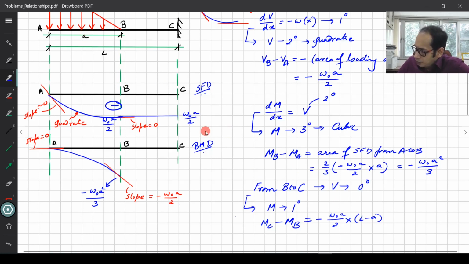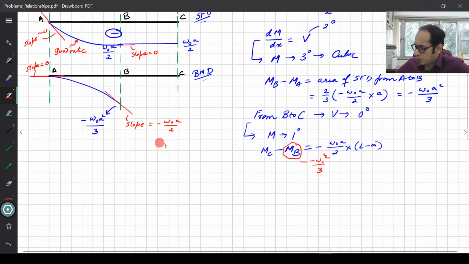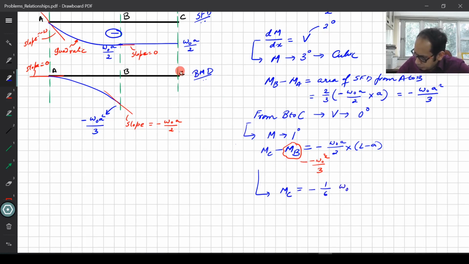Right? Now if you substitute the value of MB, which we already calculated from here, is minus W naught A square by 3, if you put that over here, what you will eventually get, and I have it worked out here, so I'm just going to write the final expression. So we will get the value of MC, that is the moment at this particular support, that comes out as minus 1/6 W naught A times L minus A.